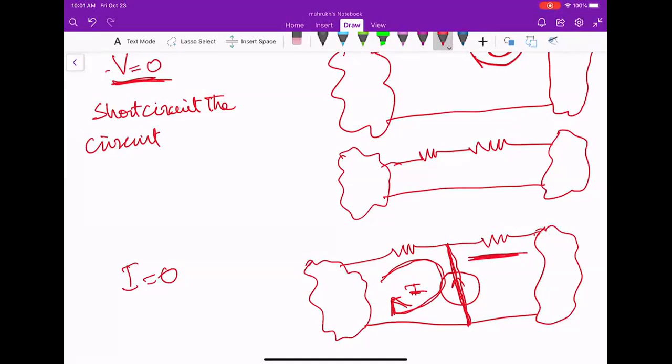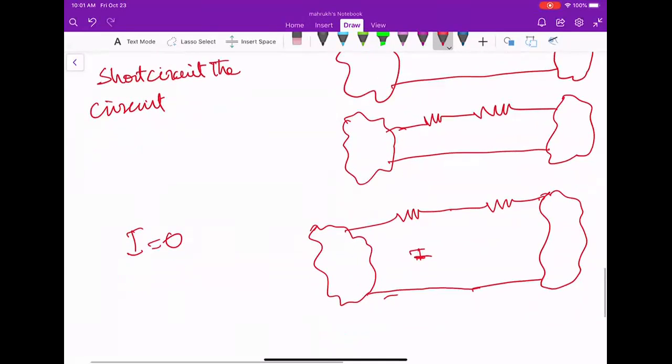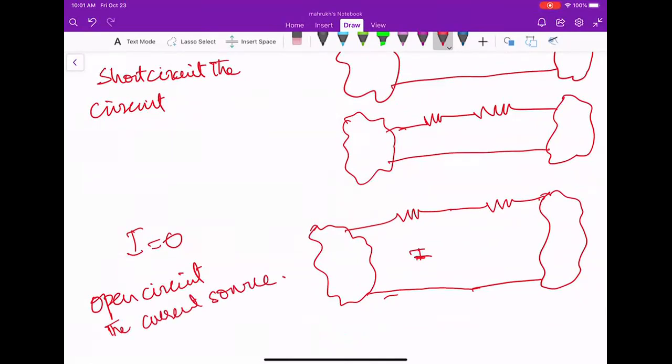Instead of nullifying the effect, I am increasing the effect. Right? So what else can I do? Could you make it an open circuit? Yes, I should make it an open circuit, because making it an open circuit will nullify the effect of the current source. So it means that I should open circuit the current source, or where the current source was.